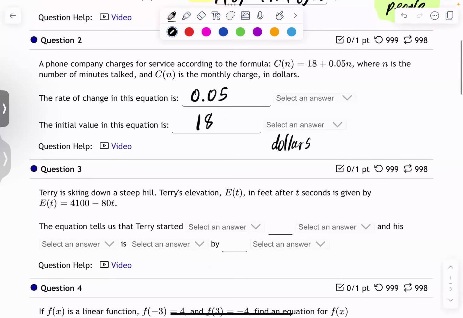So pretty easy. Again, this is written a little bit differently than we have. This is actually b plus mx. Again, the m is always the coefficient, or the number multiplied times the variable, in this case, n.